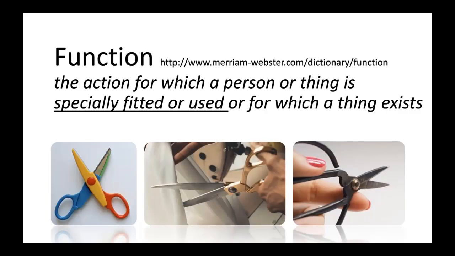The next thing is the function. The function is the action for which a person or thing is specially fitted or used. Here you can see three different scissors, one for children to cut paper, another one to cut big things, and the third one is a bonsai scissor. It's, from my point of view, the most interesting one, because it was specially designed for cutting bonsai trees. You have a very short scissor and a very strong part for holding the scissor and cutting the trees in a very sharp and very clear way.